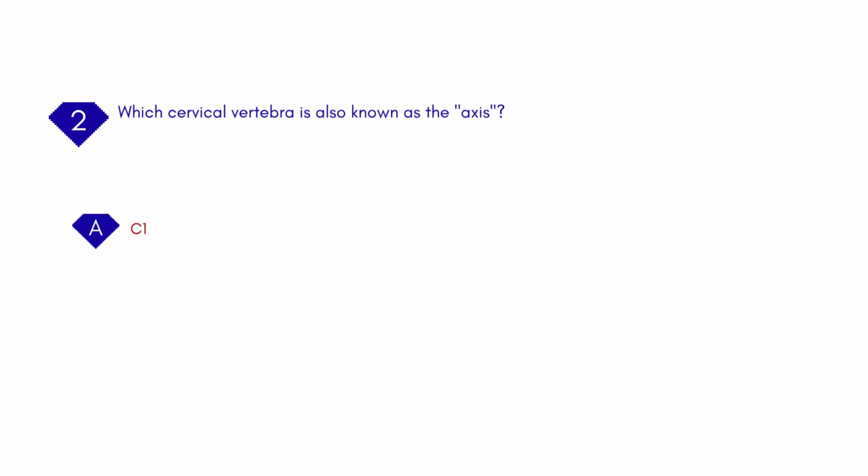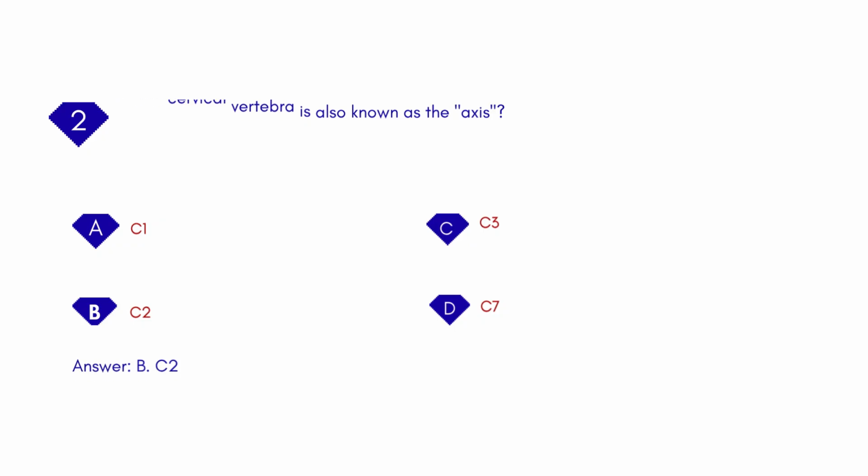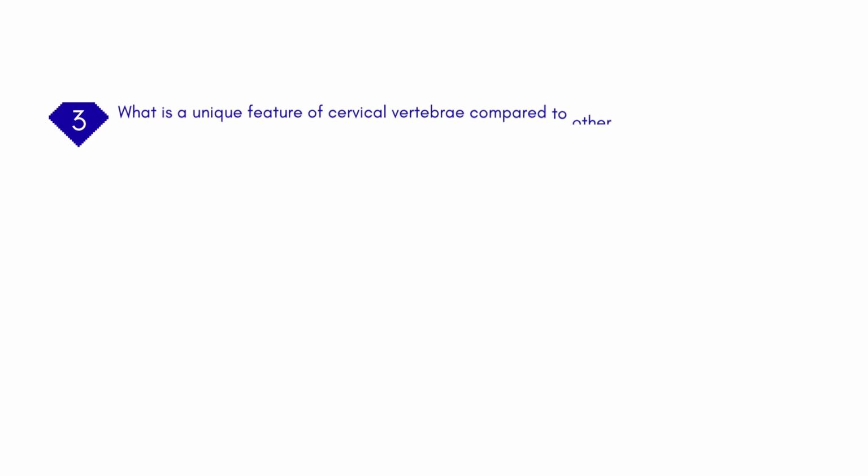A. C1. B. C2. C. C3. D. C7. Answer, B. C2. What is a unique feature of cervical vertebrae compared to other vertebrae?